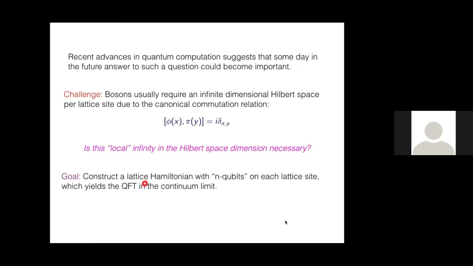So the goal is to construct a lattice Hamiltonian with n qubits on each lattice site, which gives us back the same continuum quantum field theory using our lattice formulation, as we usually would like to achieve. This n qubits per lattice site of course makes the whole theory finite dimensional, and maybe one can formulate it on a quantum computer. Since each qubit is a spin-half degree of freedom, you have a 2^n dimensional Hilbert space on each lattice site.